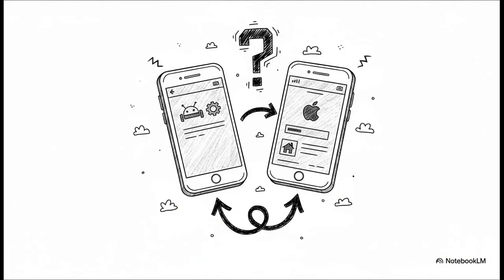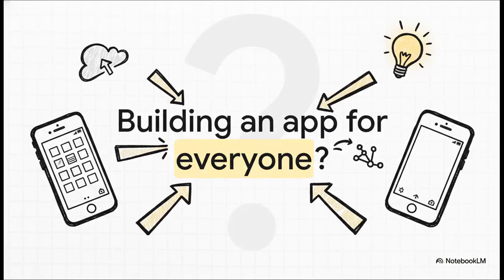So, before we can even get to the solution, we got to talk about the problem. And believe me, in the world of mobile app development, it's a big one. People call it the two-app problem. All right, picture this. You have a brilliant idea for a new app. You want everyone to use it, right? Doesn't matter if they have an iPhone or a Samsung, you want them on board. But how do you actually do that?